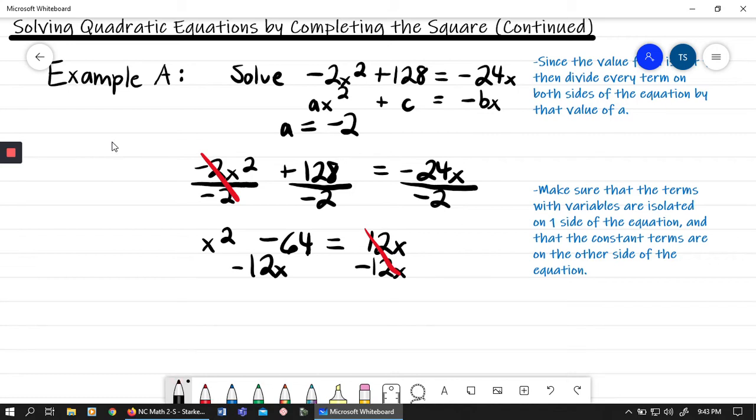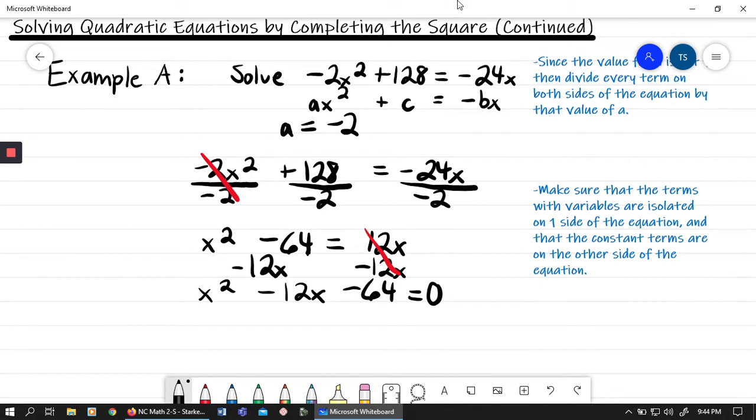Okay, so let's subtract 12x on both sides. That leaves us with x squared minus 12x minus 64 equals 0. And so that's part of it.